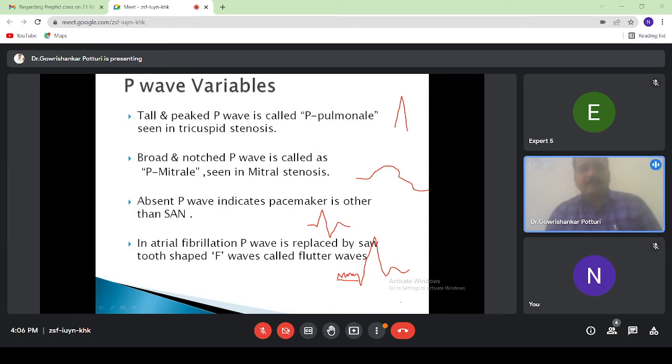Okay, atrial fibrillation, P wave is replaced by F waves. At that time we will not be calling it P wave, we will be calling it F wave. The F wave means flutter waves, that means atrial fibrillation is there.